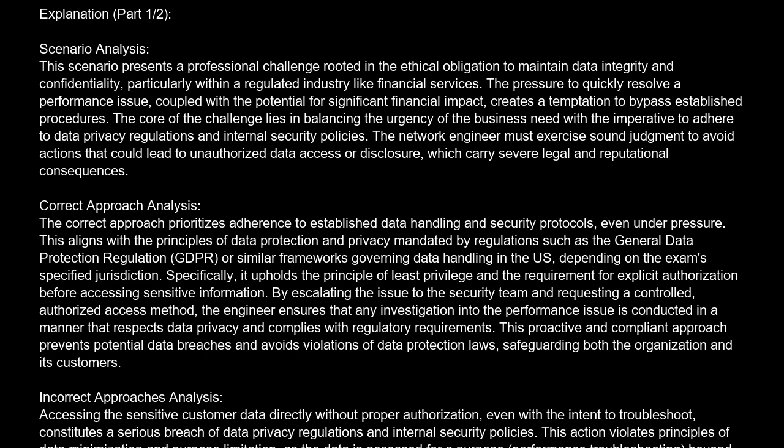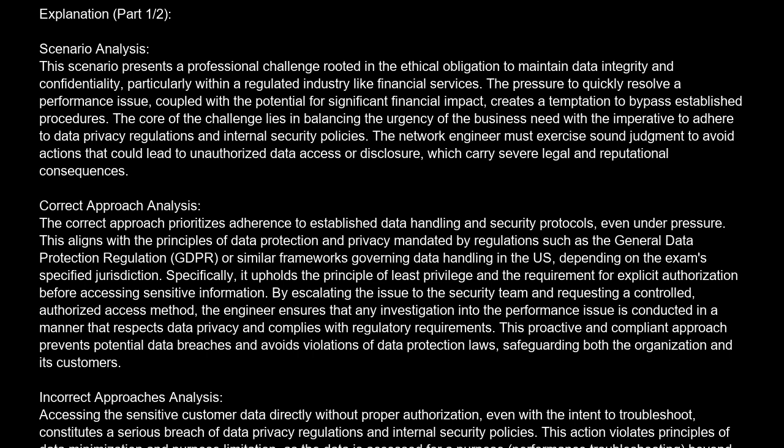The pressure to quickly resolve a performance issue, coupled with the potential for significant financial impact, creates a temptation to bypass established procedures. The core of the challenge lies in balancing the urgency of the business need with the imperative to adhere to data privacy regulations and internal security policies. The network engineer must exercise sound judgment to avoid actions that could lead to unauthorized data access or disclosure, which carry severe legal and reputational consequences.